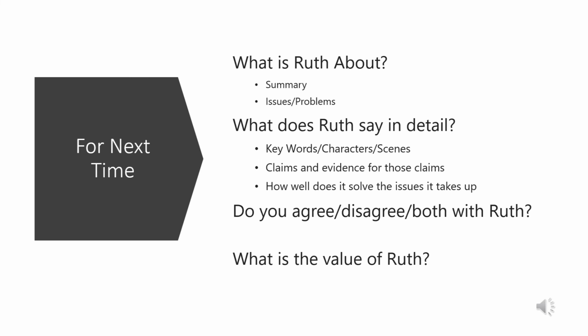And then under the heading of what does Ruth say in detail, list some keywords, characters, and scenes in this book. Begin to find the claims and evidence for those claims, and how well it solves the issues or problems that it takes up. That's how we get at what Ruth is trying to say in detail. Of course, you can see the other two larger questions, and if you want to go ahead and answer those before we meet next time, please be my guest.